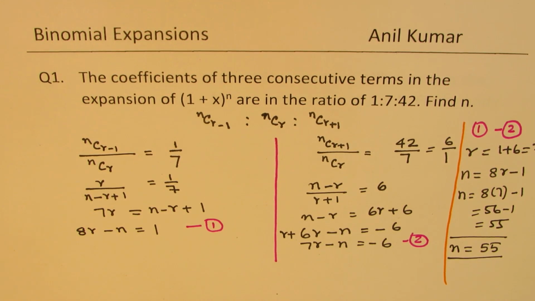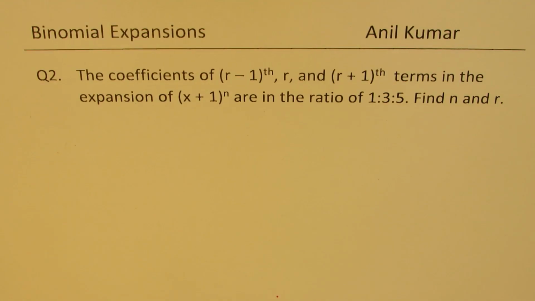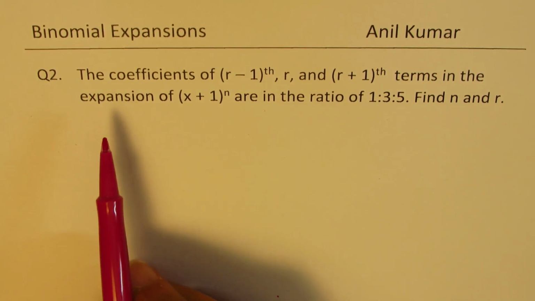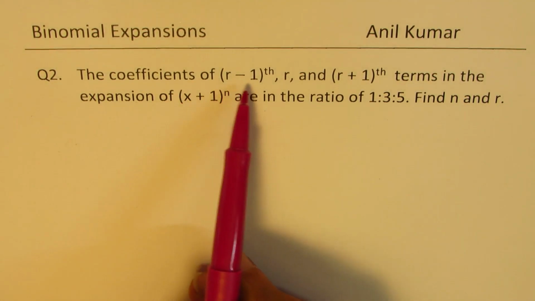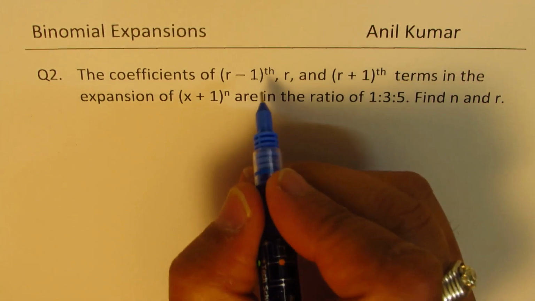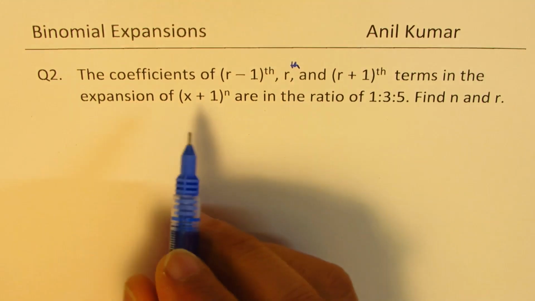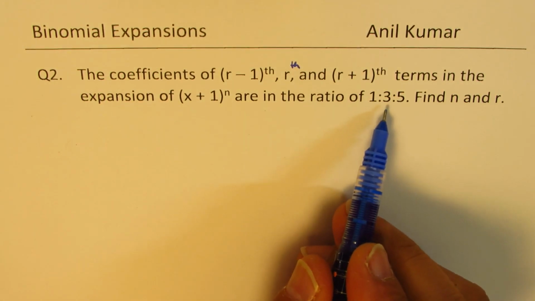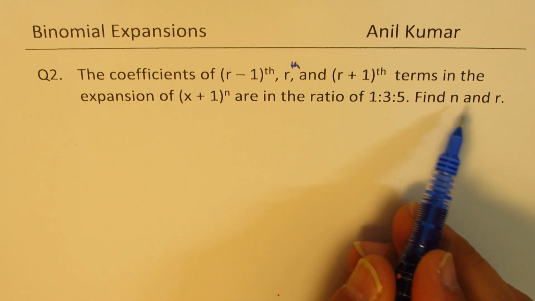Correct? Now let's take up question number 2. Here is question number 2. I'd like you to pause the video, answer this question, and then look into my suggestions. It's very similar. The question is, the coefficients of r minus 1th, rth, and r plus 1th terms in the expansion of x plus 1 to the power of n are in the ratio of 1:3:5. Find n and r.